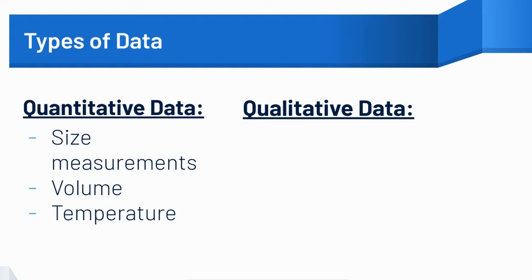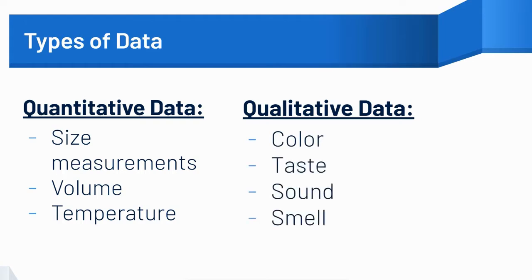Our second type of data is going to be qualitative data. Qualitative data is going to be a type of data that's collected using observations using your senses. Some examples might be color, taste, sound, and smell of an object.